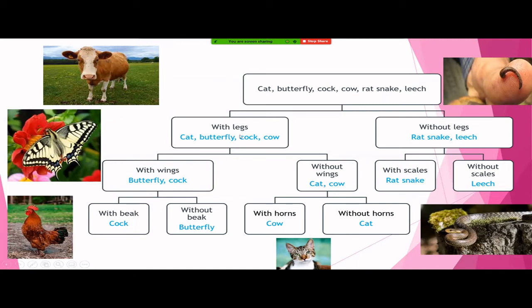So cat, butterfly, cock, and cow. I have added these images. Hope you know these animals. So these animals are having legs, right? Number of legs are different. So you can take that also into the next categorization. Don't think this is the only way you can do, right?